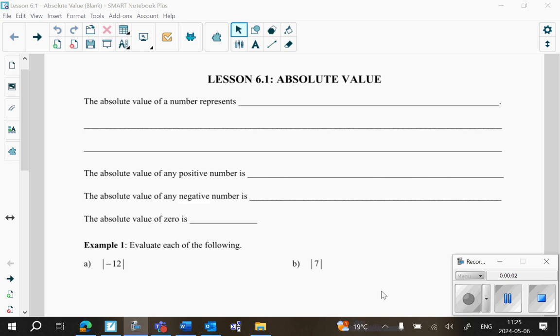So I asked you to review this lesson, but I would like to go through it. It's pretty straightforward. We're going to be in this unit talking about a couple of new types of functions.